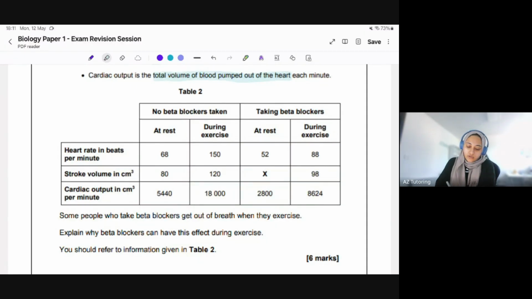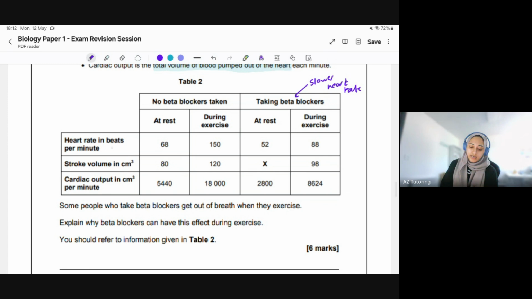So we can see here we've got no beta blockers taken for this one. So this is just for a normal person. And this is for someone who's taking beta blockers. So this one's going to have a slower heart rate. So I would highly recommend annotating the question before you jump straight into answering it. And let's quickly look at the numbers. We can see the heart rate in beats per minute. We can see it's getting lower for the person who's got beta blockers, which is expected. They're going to have a slower heart rate.